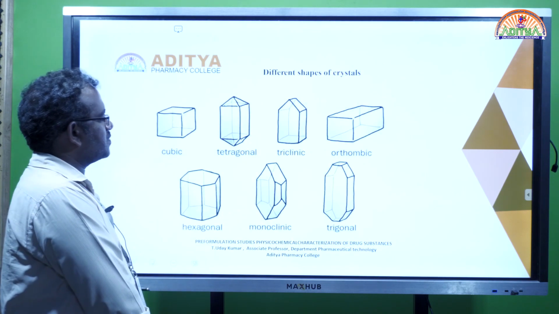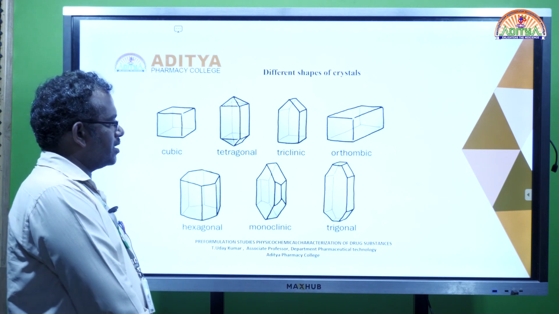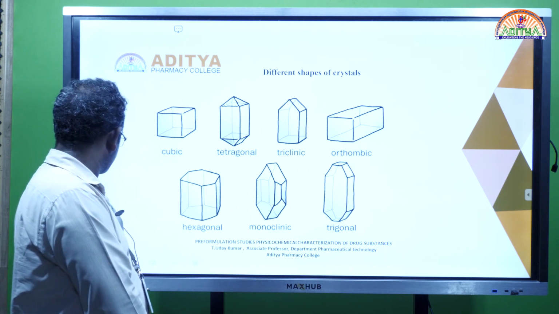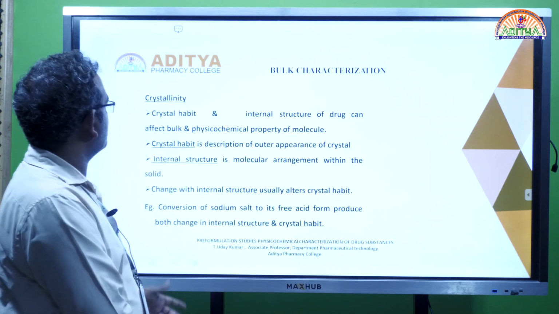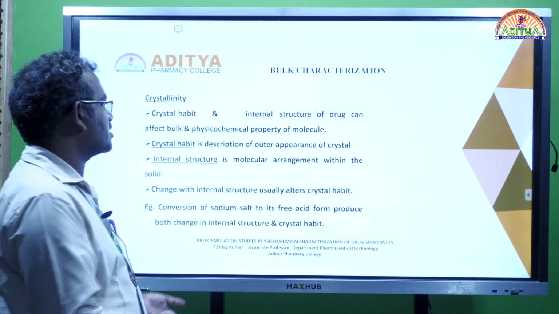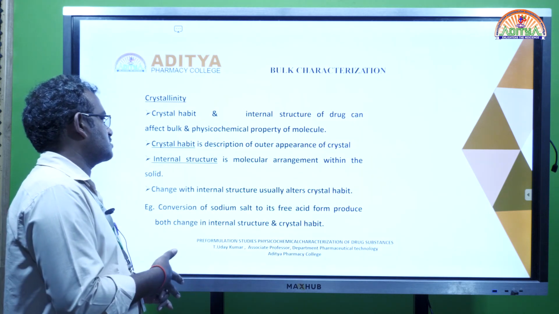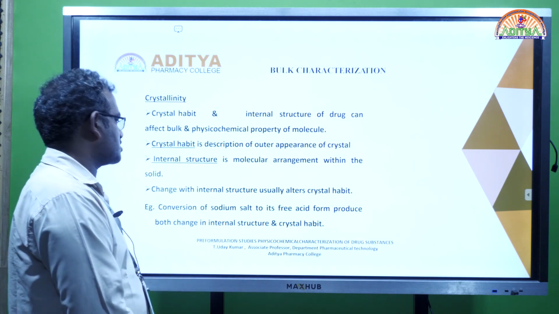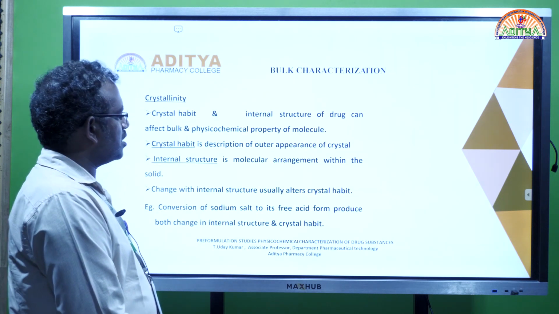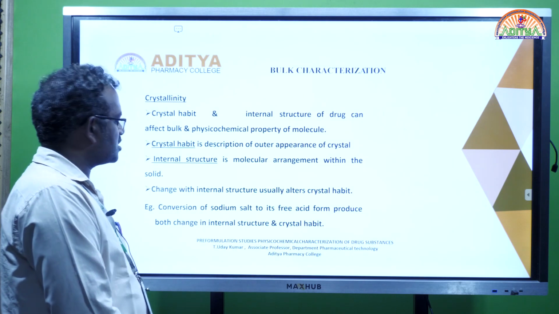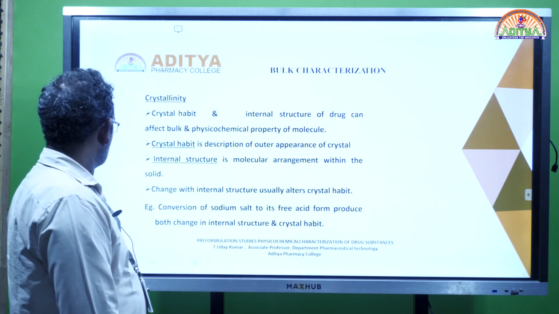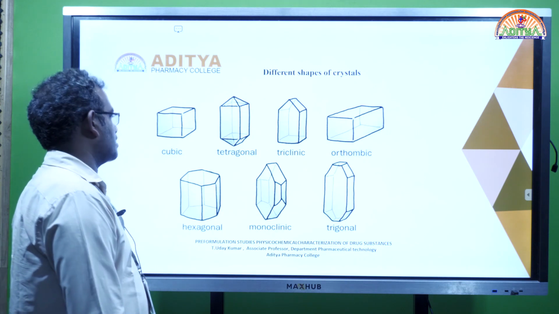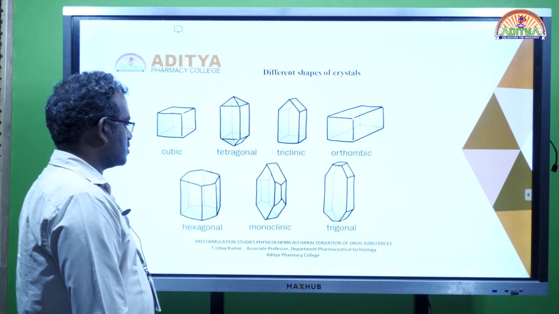These are the various shapes of crystals: cubic, tetragonal, triclinic, orthorhombic, hexagonal, monoclinic, and trigonal. I am repeating: crystal habit is the description of the outer appearance of a crystal, and internal structure is the molecular arrangement within the solid. A change in internal structure usually alters crystal habit, and conversion of a sodium salt to its free acid form produces both changes.